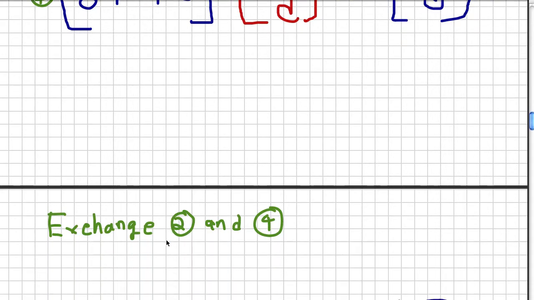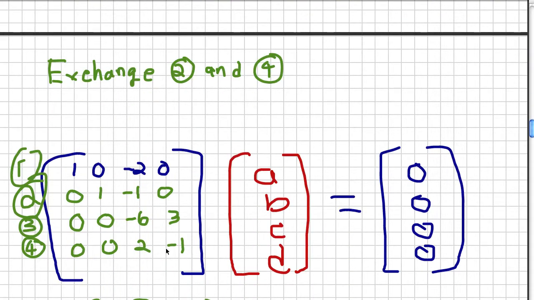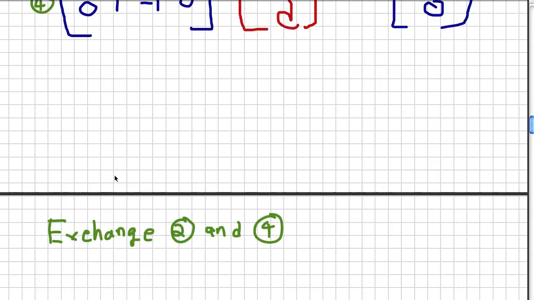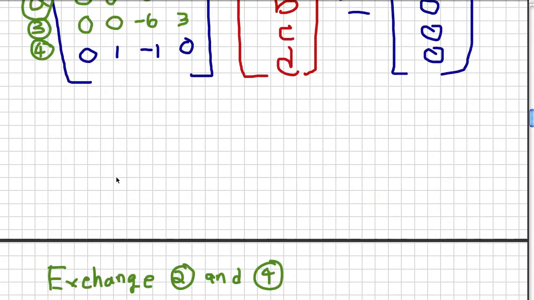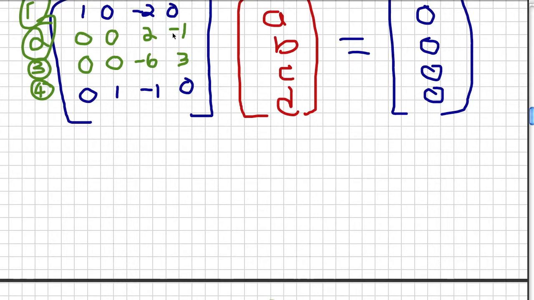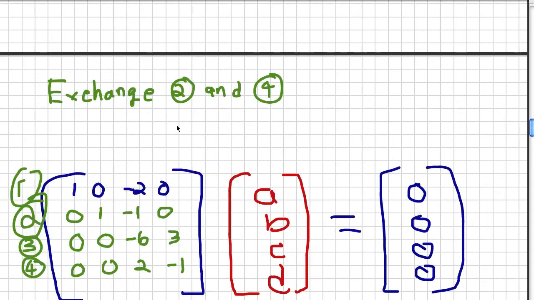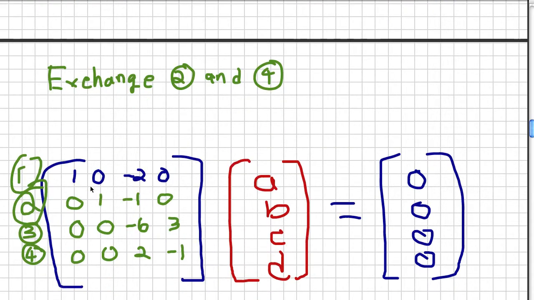Then I exchange rows 2 and 4. So I'm taking this row and just exchanging them. That gives me this expression right in here. So again, now I'm almost there. I have a 2 down here below the diagonal.